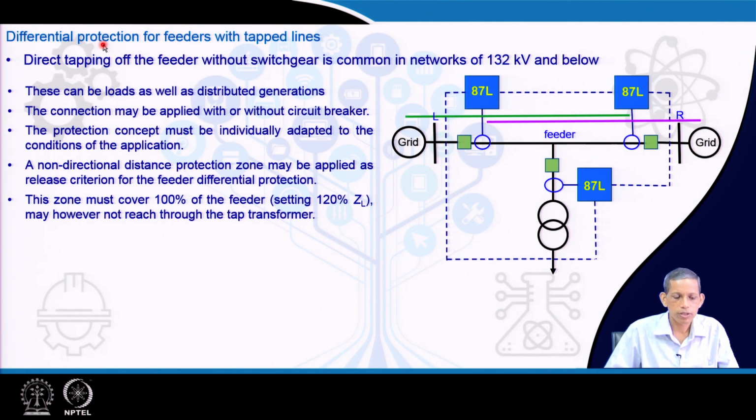Now, let us go to the other applications of the line differential protection. First one, differential protection of a feeder with tapped lines. Here this is the feeder or the line, and we have a tapped line. It may be a load, it may be today's renewable generation. The benefit here is that we do not require a substation, and you may not require a breaker here also. In that case, if we apply KCL here, earlier we were talking about L side current and R side current. Now, there is an additional current here.